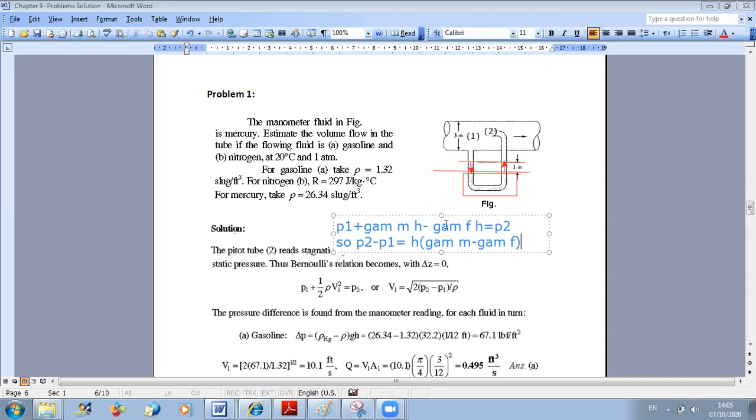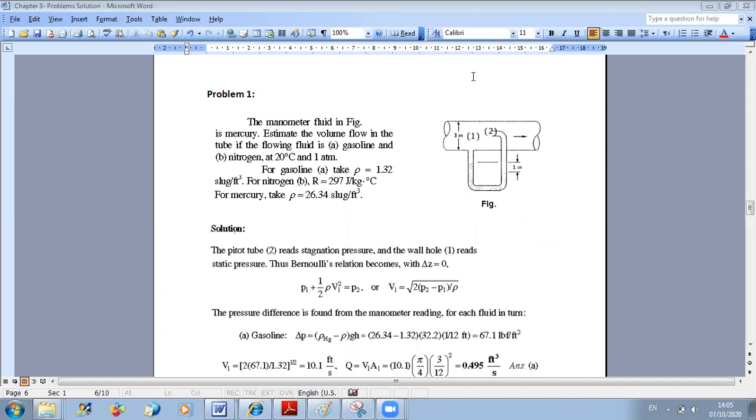Doctor, just to make sure, the figure isn't really clear. At which level does the mercury begin? Okay, here. Let me show. This is your mercury fluid. It's starting from here, and it's ending here.